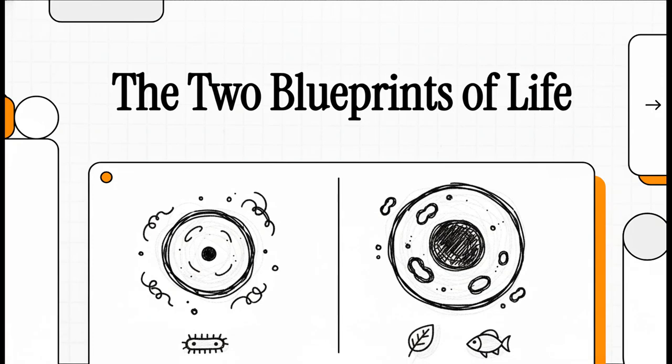Okay, let's dive right in. At its very heart, all life on Earth, from the tiniest little microbe to the biggest blue whale, is built from cells. But here's the thing. It turns out life doesn't just use one blueprint. Nope, it uses two, and they're fundamentally different designs. And getting a handle on that difference, well, that's the key to understanding life itself.